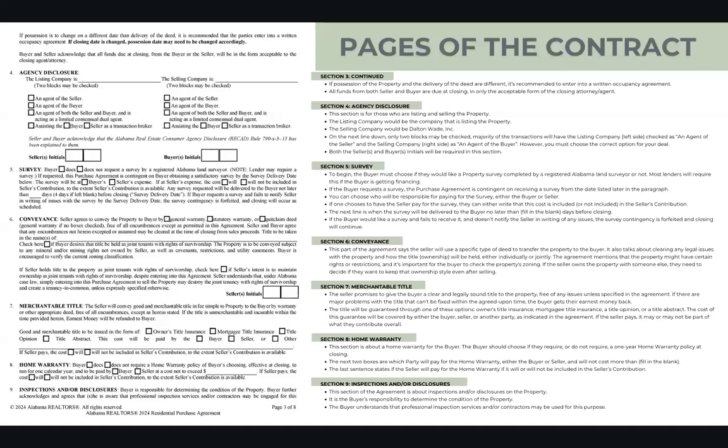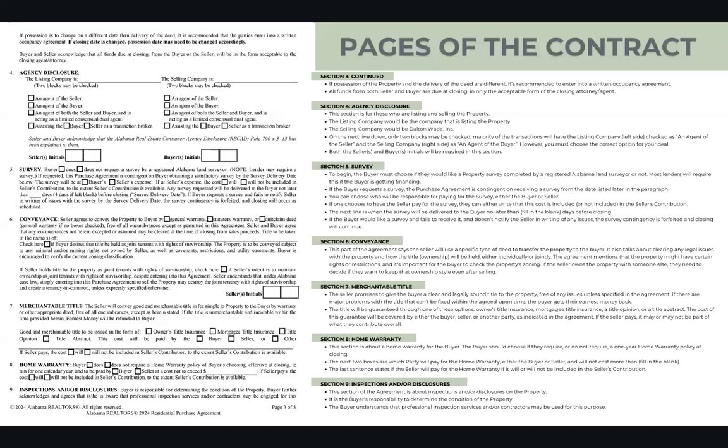The listing company would be the company that is listing the property, and then the selling company would be Dalton Wade. On the next line down, only 2 blocks may be checked. The majority of the transactions will have the listing company on the left side checked as an agent of the seller, and then the selling company on the right side as an agent of the buyer. You must choose the correct option for your transaction.